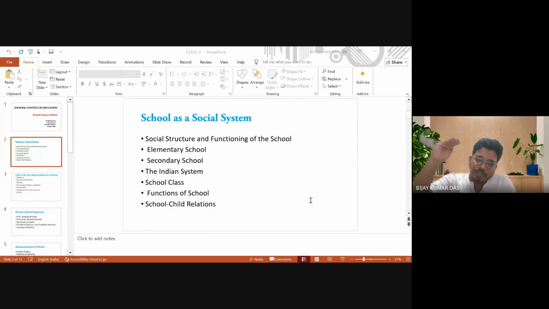So the structure of a system like a school permits us to understand the objective or the goal or the aim of a school or institution. Fine. Then there is a social structure and a functioning of the school.